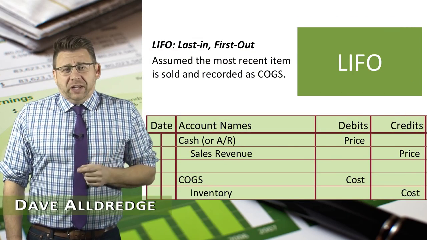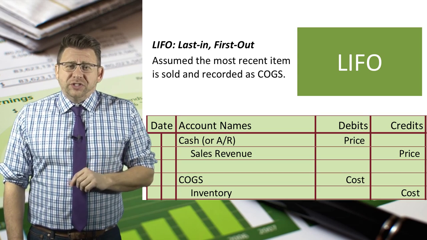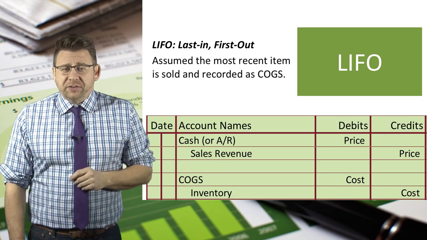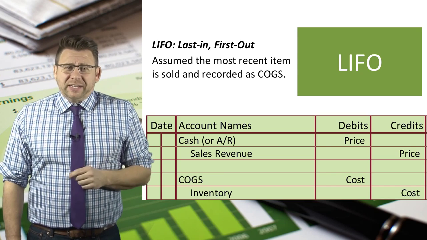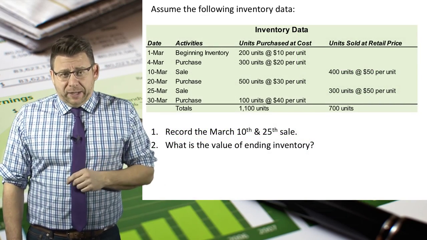LIFO inventory valuation, which stands for last in, first out, results in the most recent purchases being recorded as cost of goods sold. Let's look at an example.